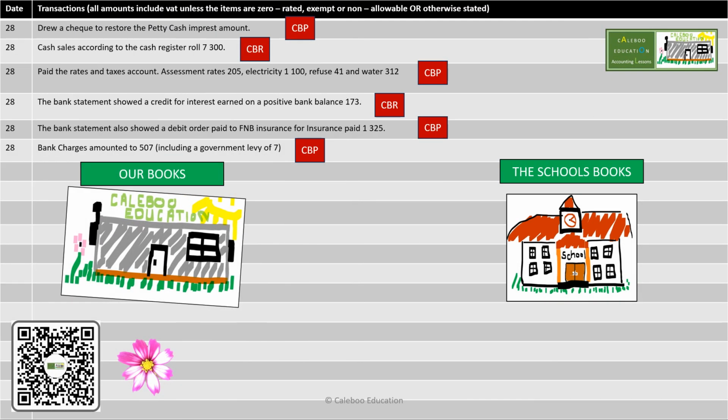Before I get onto the Debtors Allowance Journal, I want to explain the relationship between our books and that of the school's books. Remember, we are doing the books for Calibre Education. Our customer, whom we sell to on credit, is the school. Now I'm going to take a transaction and I'm going to show you what gets recorded in our books and what gets recorded in the school's books, our customer.